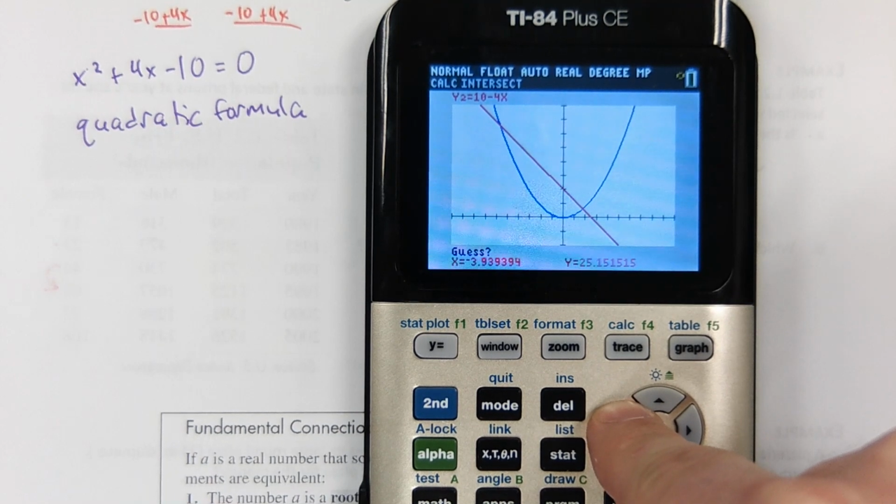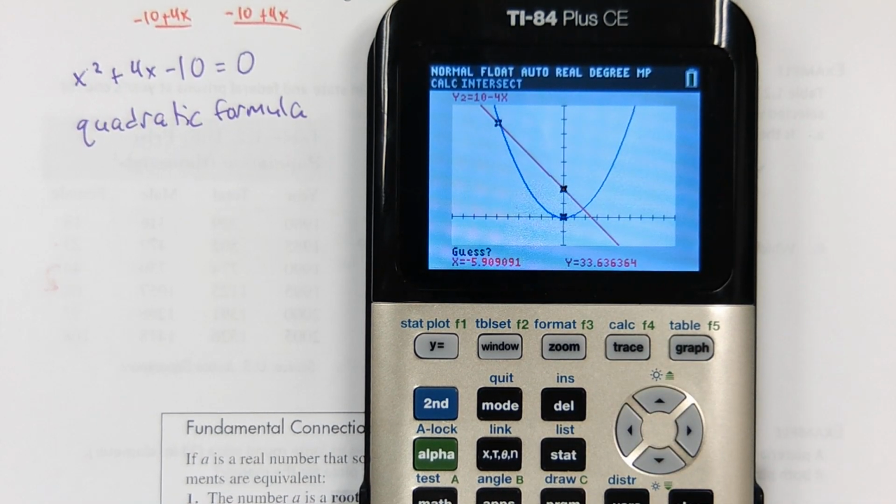I'm just holding down the left arrow until it gets me there. That's pretty close. And just hit enter one more time. And it will give you the x comma y of the intersection. Now, we don't care about the y value.